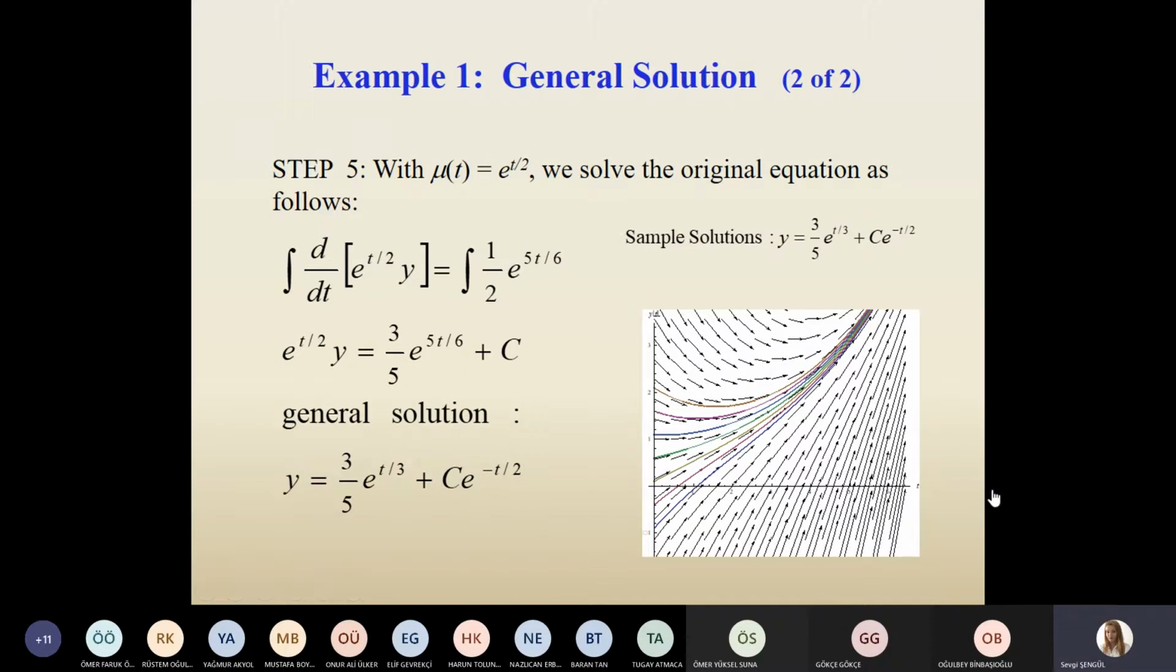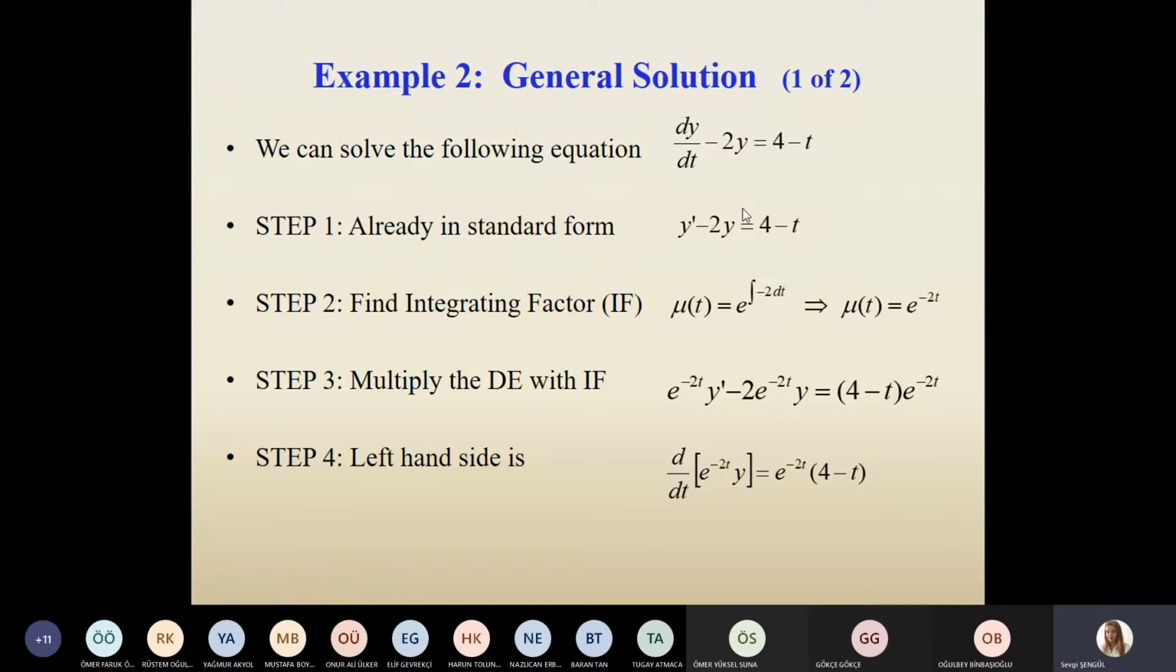So, do you have any question? I'm waiting. As a first step, put it in the standard form. As a second step, calculate the integrating factor. As a third step, multiply your equation by the integrating factor, and the left-hand side will always be d/dt of mu of t y. And then take the integral, solve for y. That's it. These are the steps to solve linear differential equations.